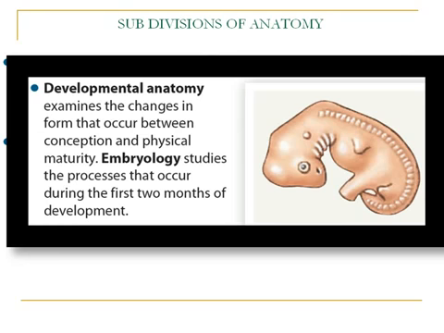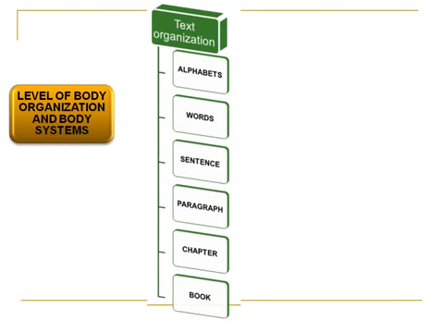We can see another branch of anatomy, that is developmental anatomy. It examines the changes occurring from the day of conception till physical maturity. A similar branch is embryology, which studies the processes or changes occurring during the first 2 months of embryonic development. These are the two additional branches of human anatomy.